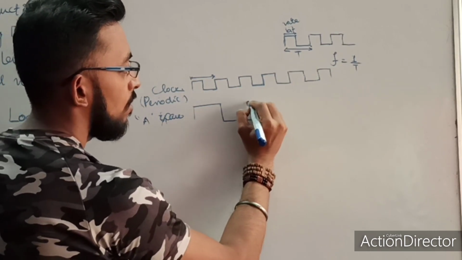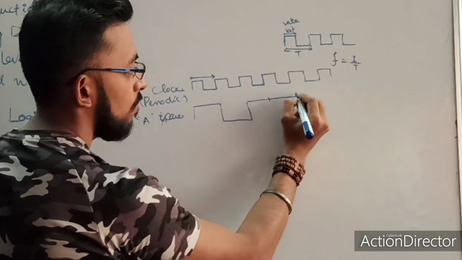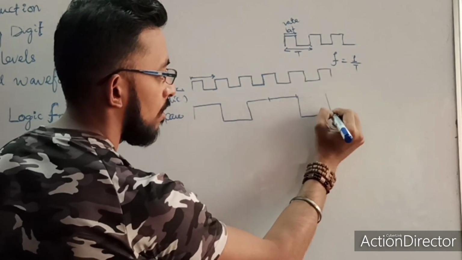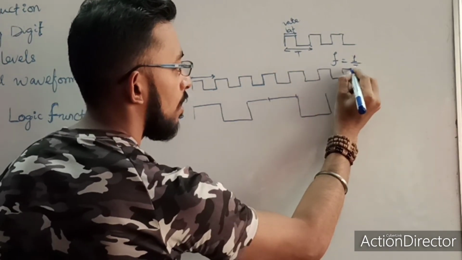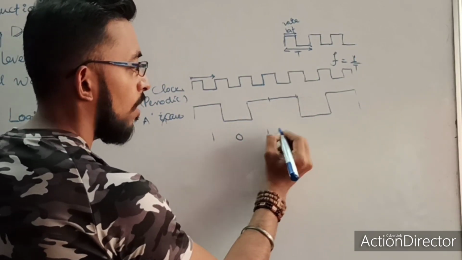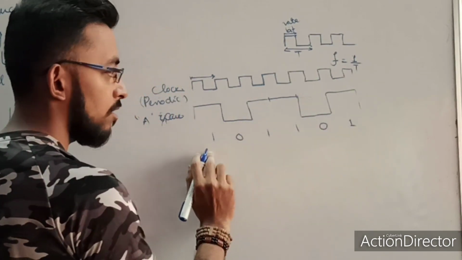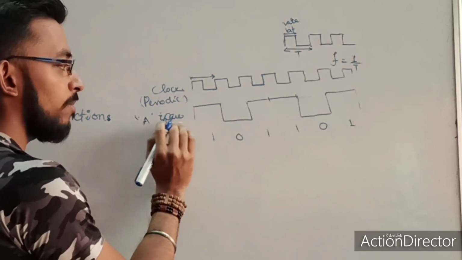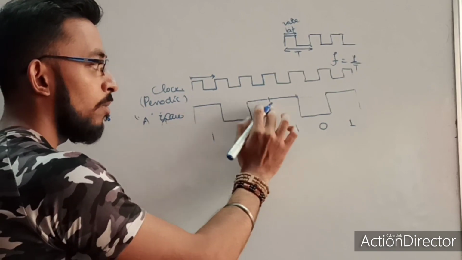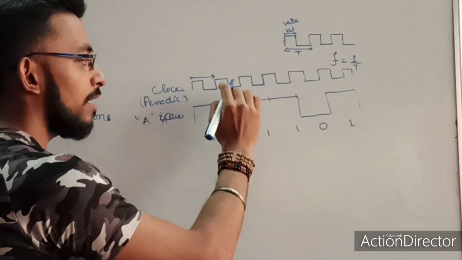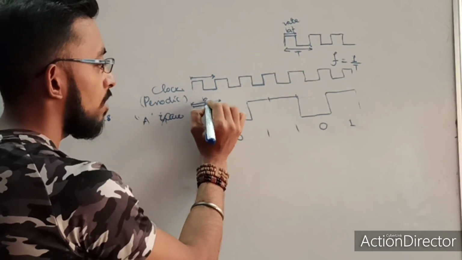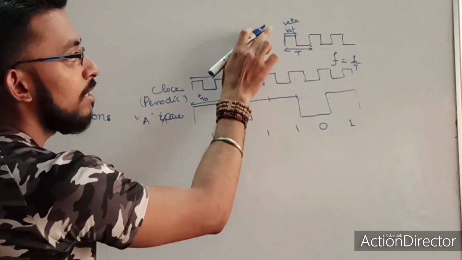Let's take this is my waveform: 1, 0, 1, 1, 0, 1. This is the data or the message, that is a digital waveform. This is the actual information content over here. This is a clock signal that is added with this. As I told before, this is the bit rate, which is nothing but TB, bit rate.